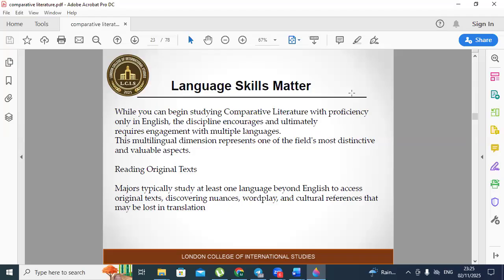The first specific reason given is the ability to read original texts, where you can discover nuances, wordplay, and the cultural references that may be lost in translation. This is about accessing the full artistic value of a work.